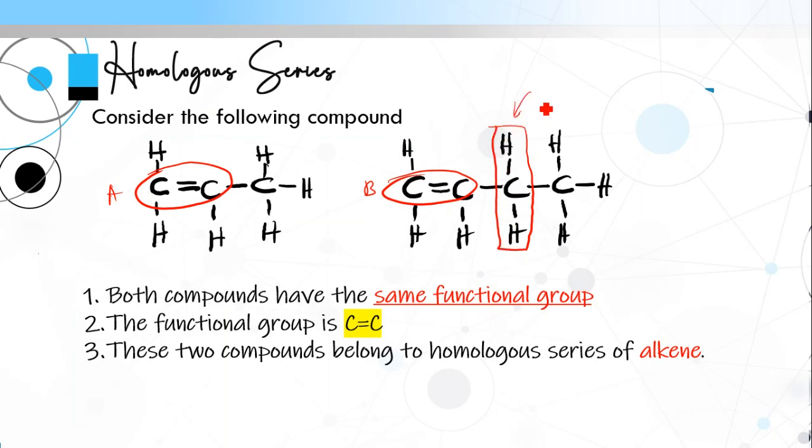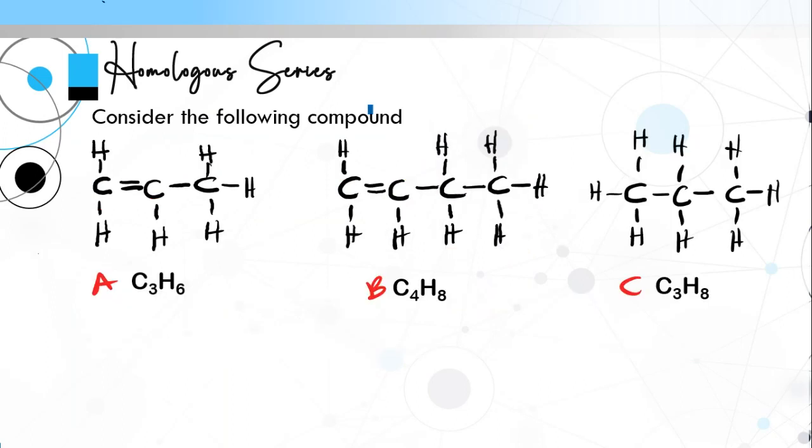This is what I mentioned earlier about CH2. The difference between A and B is just that B contains one more CH2 group. So this group is actually a homologous series. This is alkene, one of the homologous series. So we identify the homologous series based on the functional group.